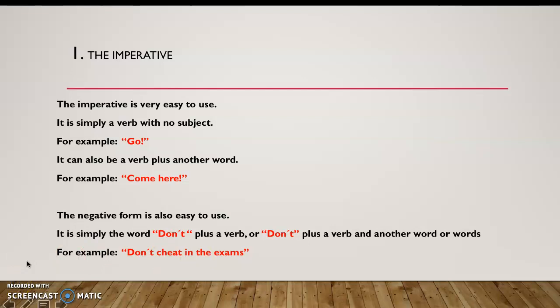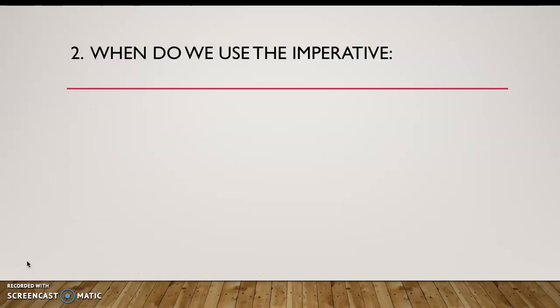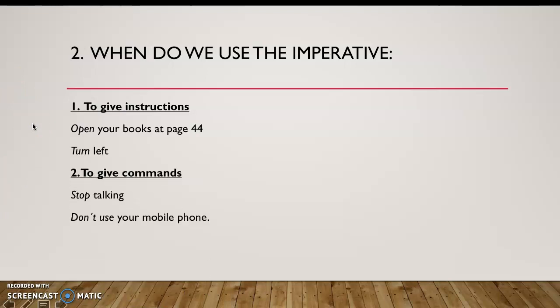And finally, to make it even easier, there are no question forms in the imperative. Okay, let's continue. When do we use the imperative? Well, we use it to give instructions. For example, you often hear your teacher say, open your books at page 44. Or you're asking for directions in the street and somebody might say, turn left. We also use it to give commands, to tell somebody to do something. So, for example, stop talking. Don't use your mobile phone.